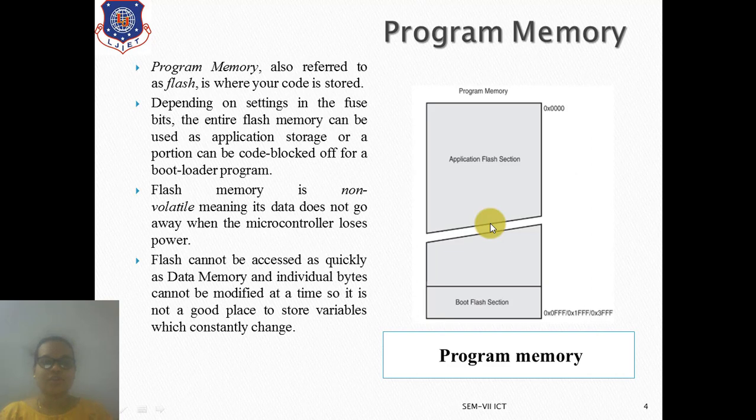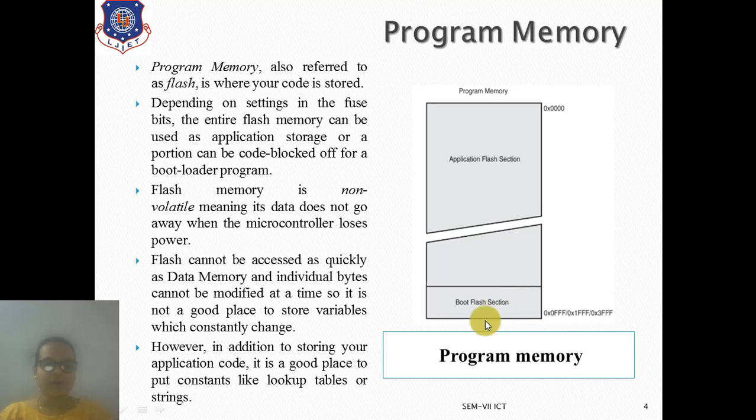So what we need to do is that the variables or the data or the code which are going to change constantly cannot be stored in this particular program memory. Rather, what we store is the program which is not changing frequently, that data, that memory or that code is kept in this program memory. However, in addition to storing your application code, it is a good place to put constants like lookup tables or strings.